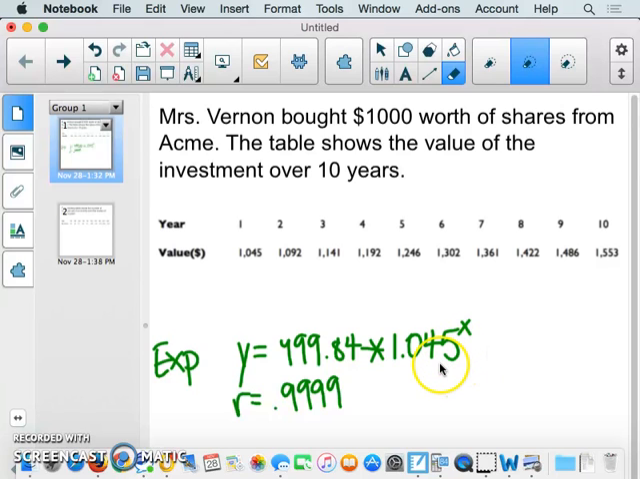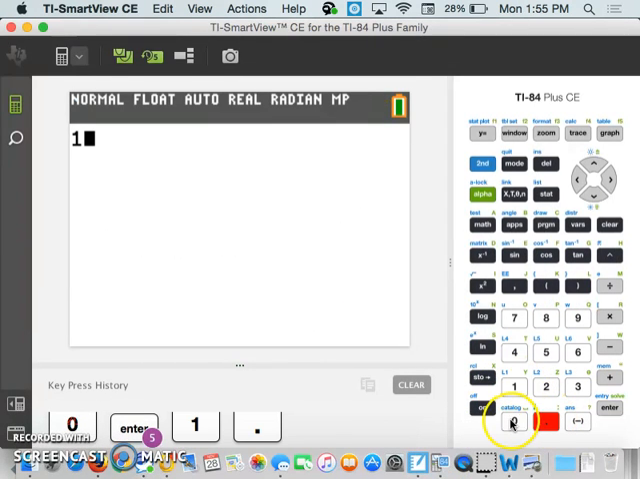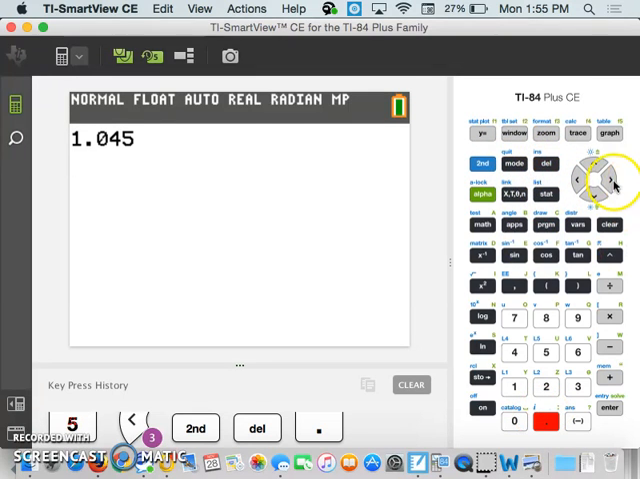We can talk about how much interest Mrs. Vernon is earning each year, and we look at our common ratio to determine how much interest it is. And then remember, if you're given a problem that has the percent that is being earned annually, then you divide by 100 and add 1 to it. So here we have the common ratio, which is 1.045. So we want to go backwards from that and try and determine what our percent is.